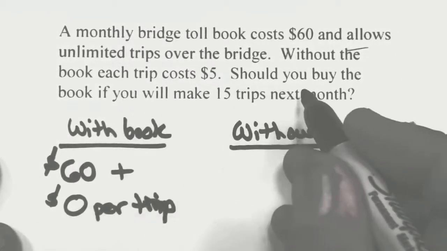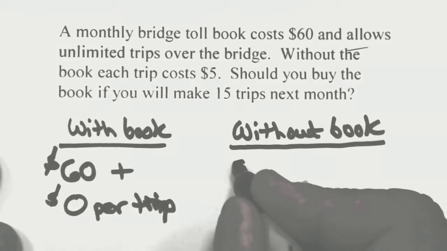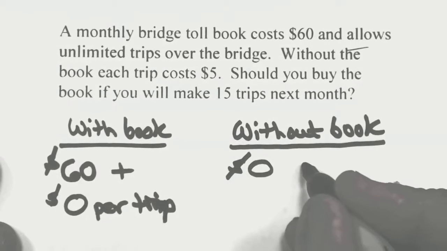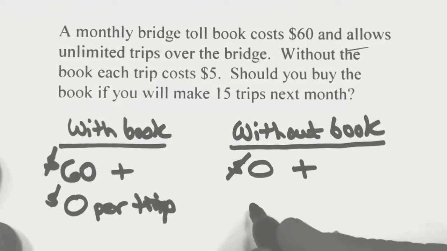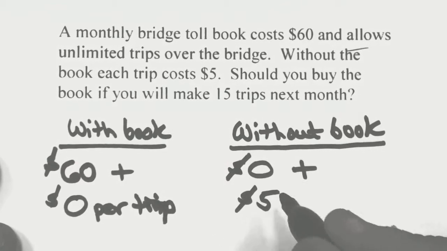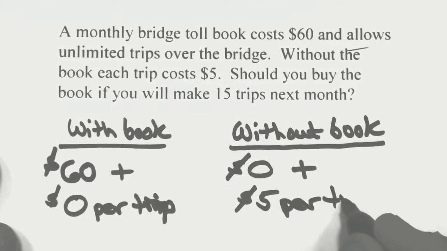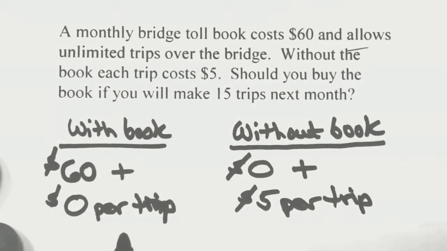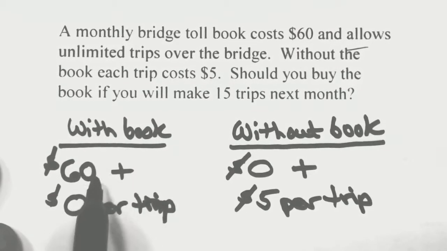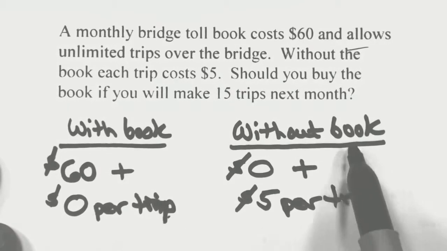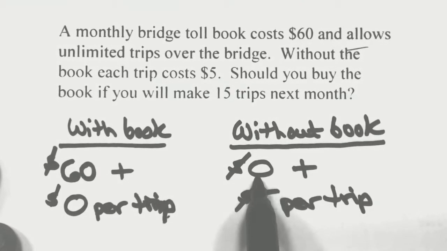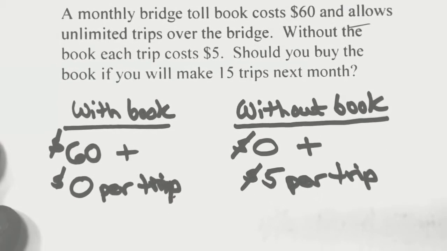Now, without the book, it is $0 up front. We're not buying the book, but then plus $5 per trip. Okay, so here's our differences. With the book, you're paying $60 up front, but then nothing per trip. Without the book, you don't buy the book, so it's $0 up front, but then it's $5 per trip.